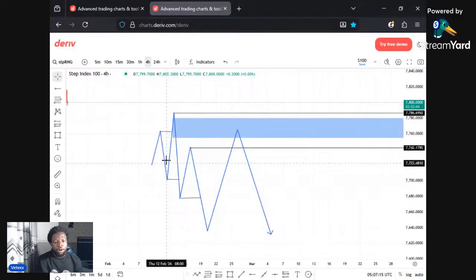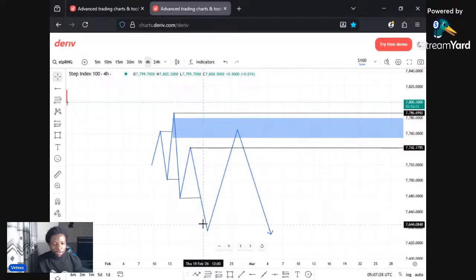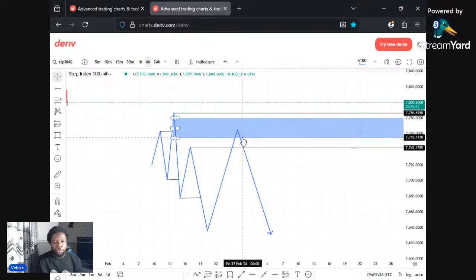Rule number three: price will retrace 50% to give you your structural liquidity. Rule number four: price will retrace back to take out the newly created low, giving you your second break of structure, which is this. And rule number five: price will take out the newly created liquidity and continue to the opposite direction.